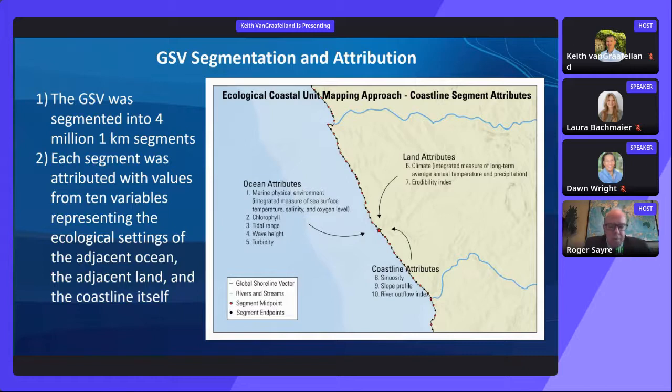So after segmenting the global shoreline vector into 4 million 1 kilometer or shorter segments, we attributed each segment with values from 10 ecological settings variables, which are depicted in the map graphic here. And those 10 variables included waterside properties, the ocean attributes, landside properties, the land attributes, and properties of the coastline itself.